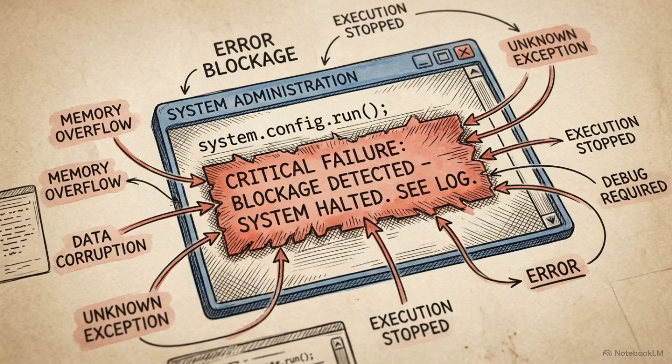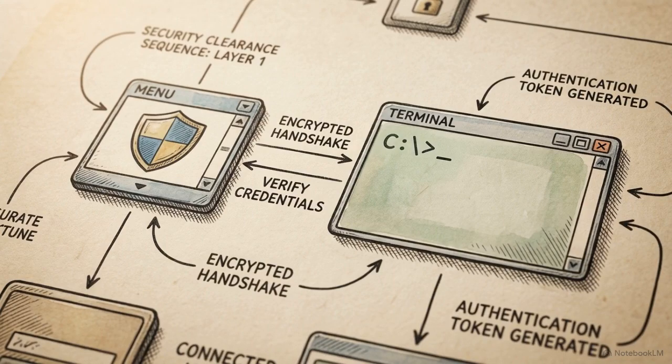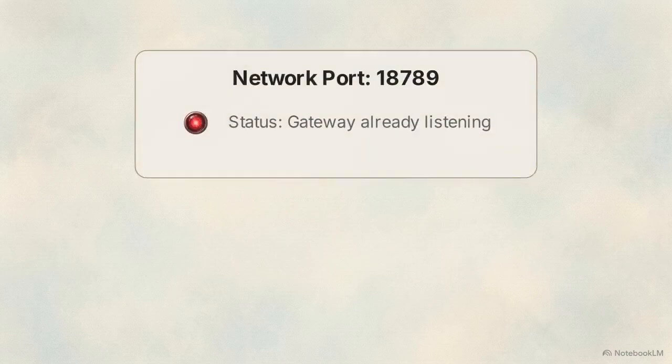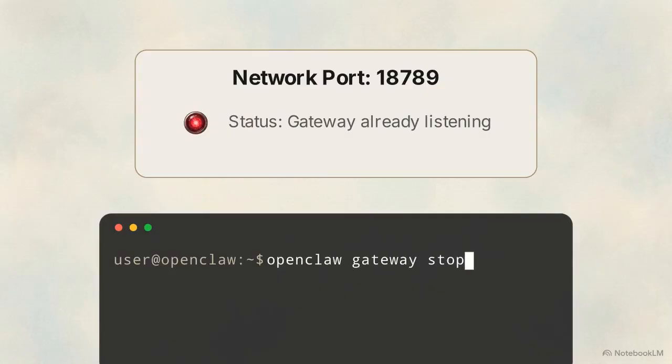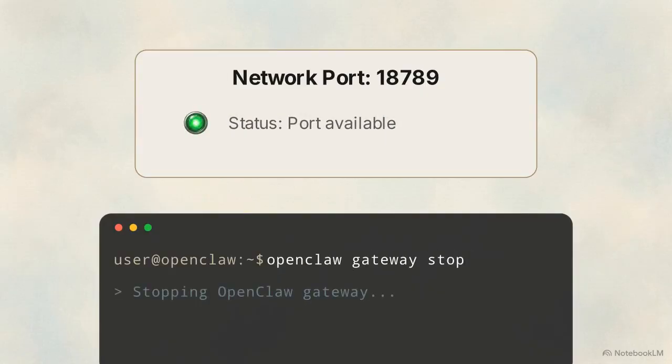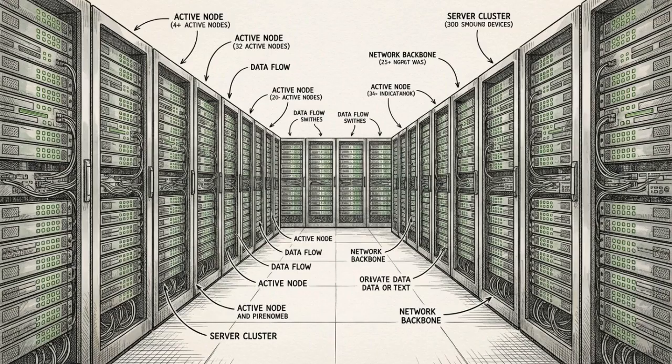If you are on Windows using PowerShell, you may see an error stating that running scripts is disabled. You resolve this by opening PowerShell as an administrator and running the set execution policy command to allow local scripts to execute. If your terminal returns a gateway already listening error, an older manual installation is occupying the required network port. Type OpenClaw gateway stop to clear the port, then launch again. Configuring these exact system parameters ensures the agent has the clear, uninterrupted pathways it needs to reliably execute commands later.